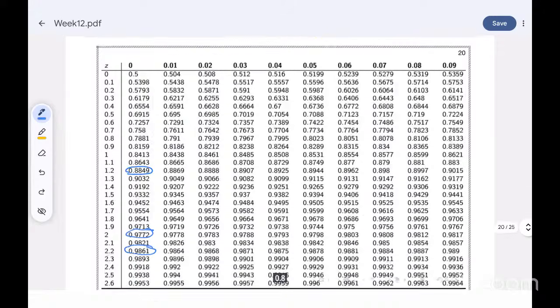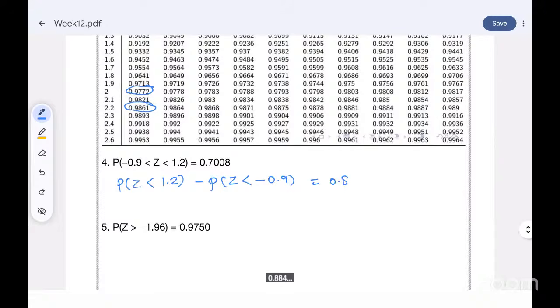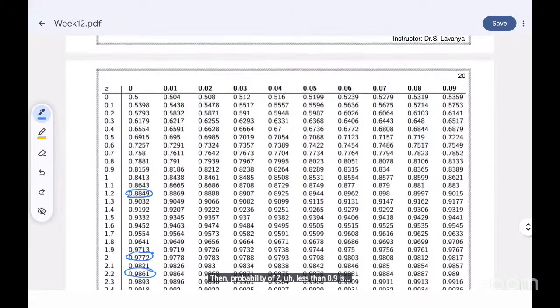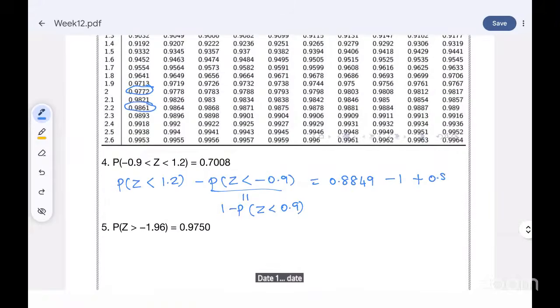0.8849. And this part is equal to 1 minus probability of z less than 0.9. So this is minus 1 plus... Then probability of z less than 0.9 is 0.8159. Now compute this and verify. Verify the answer, everyone.